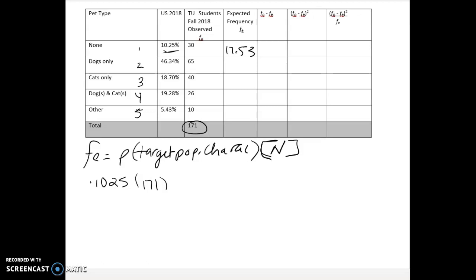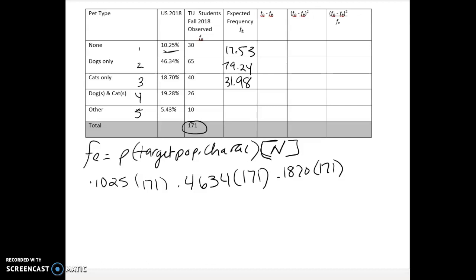Okay, and then if we want to do the next one, we're going to take 0.4634, and we're going to multiply that by 171, and that's going to give us a value of 79.24, and it seems that TU students are less likely to have only dogs. And then we're going to have, for the cats only, 0.1870, multiply that by 171, and that's going to give us a value of 31.98.